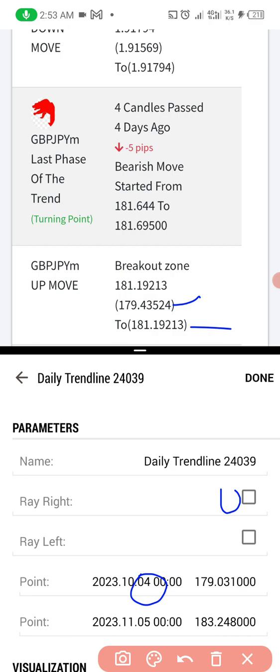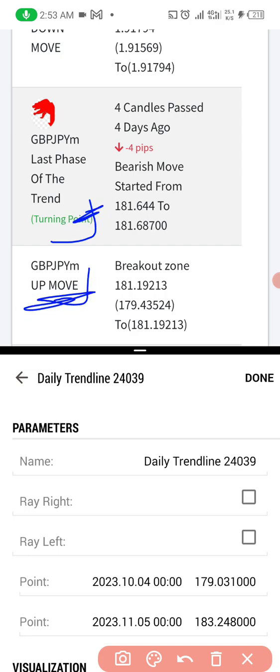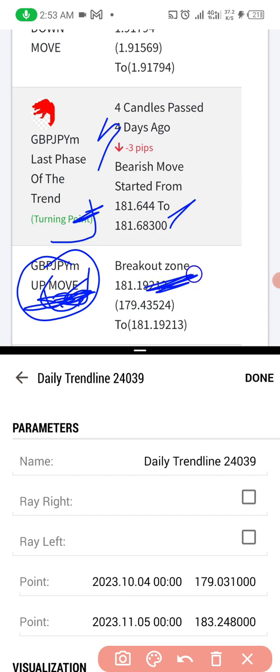This is for explanation purposes. You don't kill yourself if you don't know how to plot all this. The only thing you need to look out for: once you are in a bullish turning point, wait for this to be upward. If it's a bearish turning point, wait for this to be downward. Simple. If you're in a first phase bullish, wait for this to be in a bullish up move. If it's showing you an up move, that means price has broken this zone already. If you're in a first phase bearish move and you see this downward move, that means price has broken this zone.